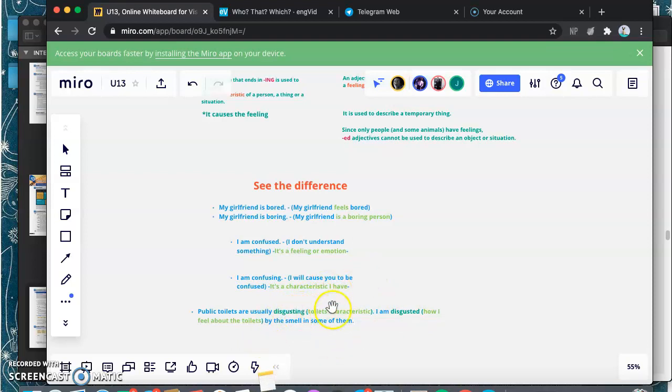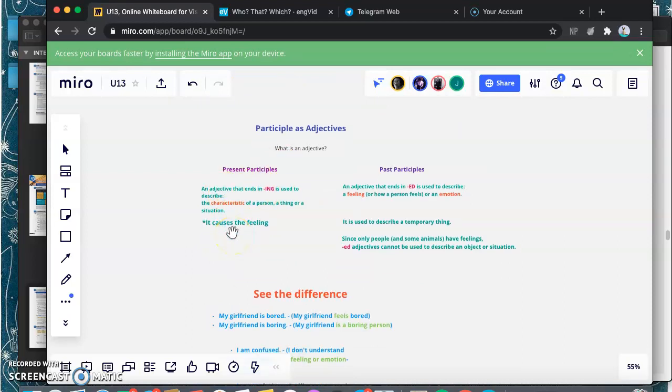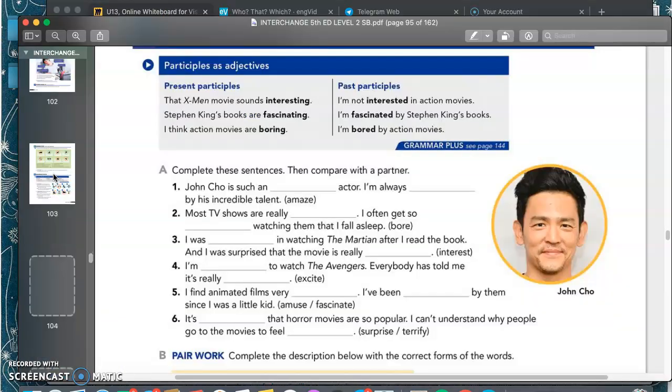So basically the present participle ing as adjectives, we use it to describe a characteristic. This is what causes the feeling. And then the past participle, we use it to describe temporary things, temporary emotions, how we feel about something at a certain point.